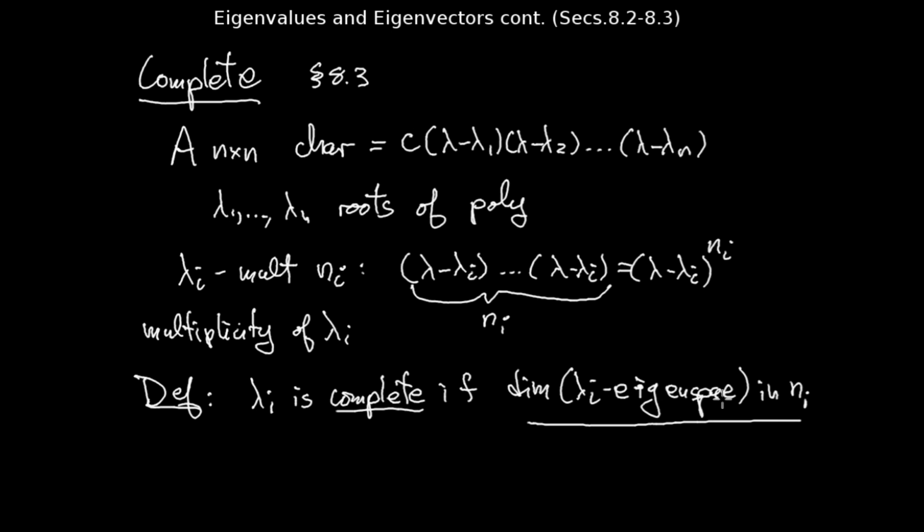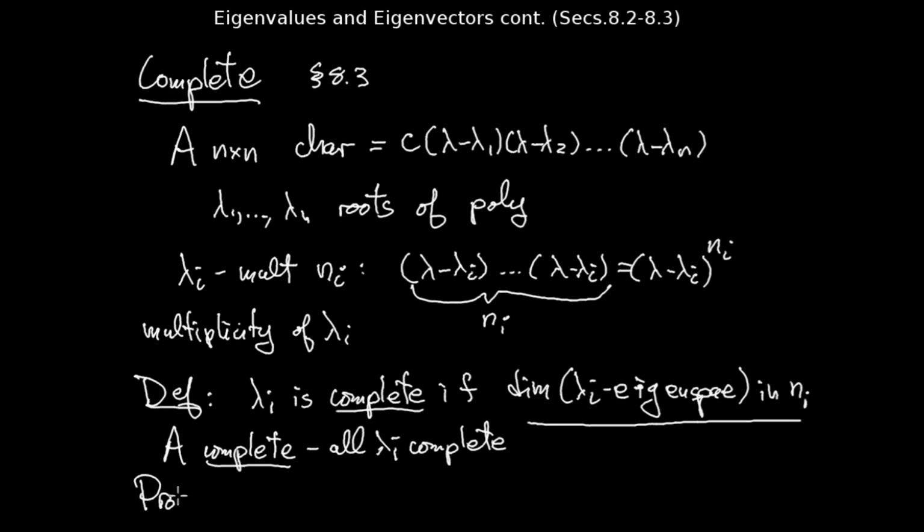So it turns out that the biggest that it could be is n sub i, and it might be smaller. But if it's as big as it can possibly be, you say that lambda i is complete, and you say that A is complete if all the lambda i's are complete. And then it's a basic fact that A is complete if and only if it's diagonalizable.